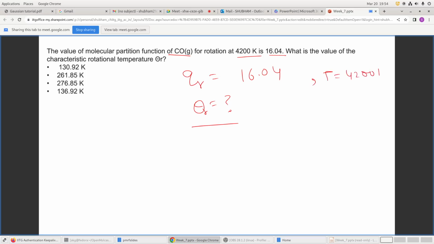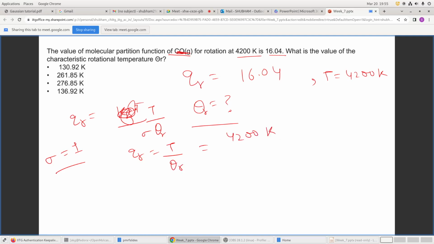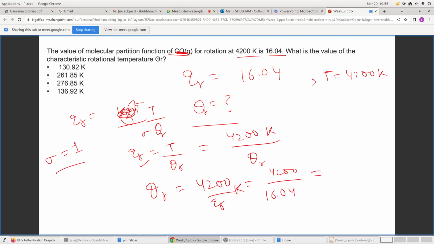Temperature is 4200 Kelvin and we know QR is equal to kBT by sigma theta r. And for CO, this is a heterodiatomic gas, so sigma is equal to 1. So QR will become T by theta r. And since both quantities, QR and temperature, are given, we can calculate theta r is equal to 4200 by QR, that is equal to 4200 Kelvin divided by 16.04. 4200 divided by 16.04 is equal to 261.84.